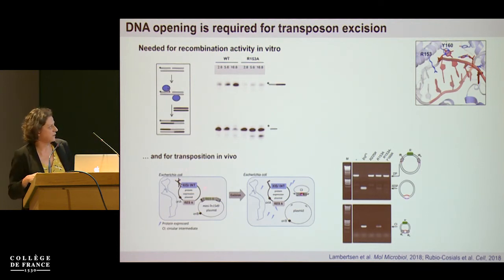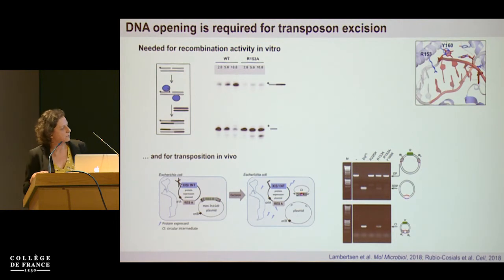Same thing in vivo. We have established an assay where we can monitor excision of the transposon from a DNA plasmid. With the wild type transposase, you get an excised circle down here, and also reseal the donor backbone. But with all the mutants that we have tested, there is essentially very little excision. Most of the substrate plasmid is untouched.